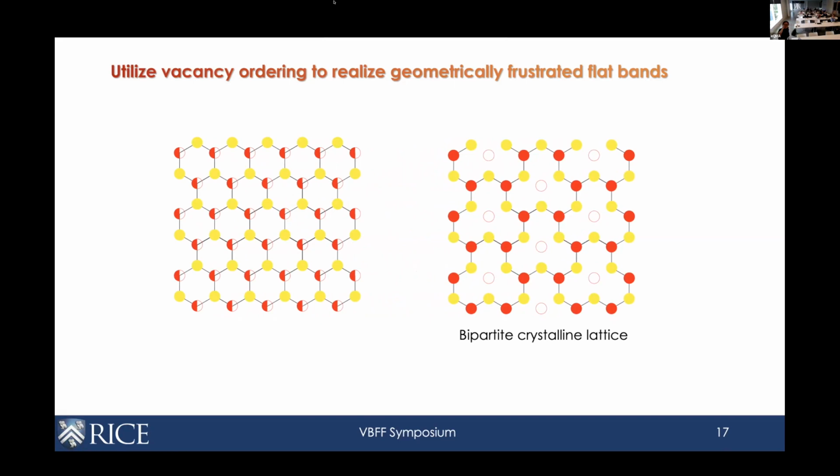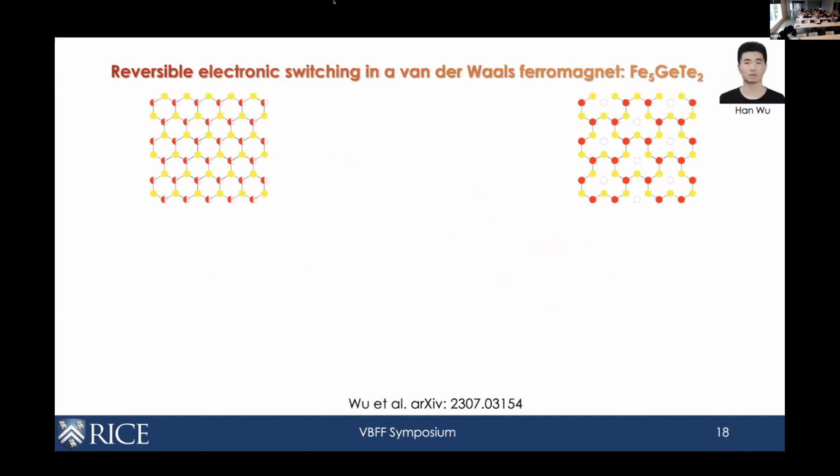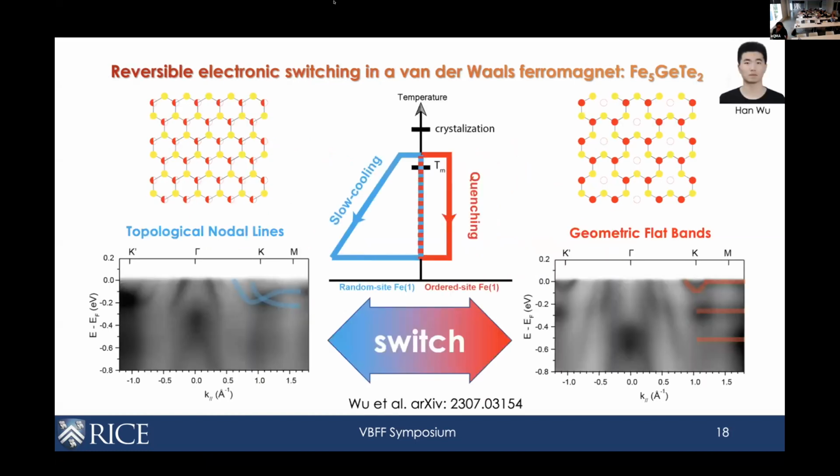So you can think about this third example as an example where, using vacancy ordering, you can actually realize a new dimension for realizing flat bands in bulk atoms. So to make a long story short, what I'm going to show you in the following slides, this is it. This is the punchline slide.